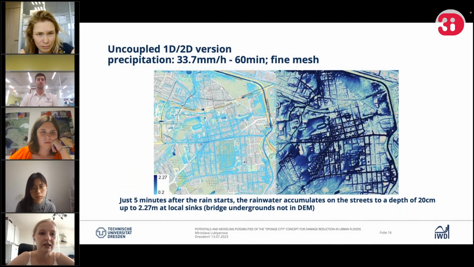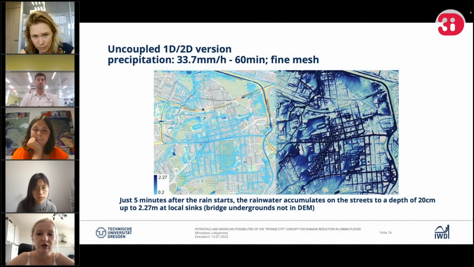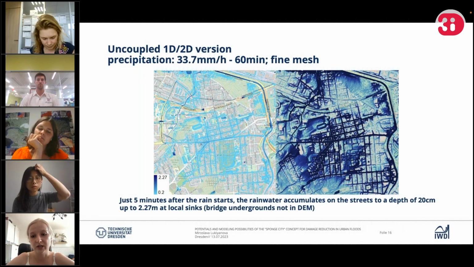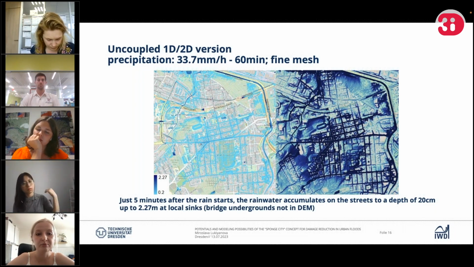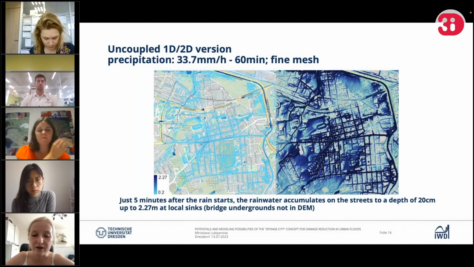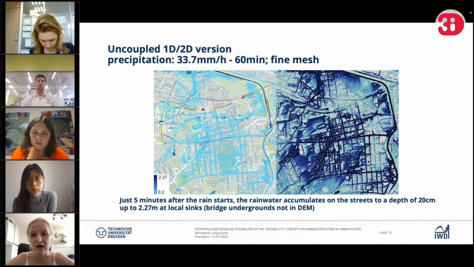Here we compare uncoupled 1D and 2D versions. It shows us that just after 5 minutes, there is a lot of stored water, which does not show reality accurately. It's impossible that after 5 minutes of simulation there would be stored up to 2 meters of water level. As well, you can see on the right-hand graph that the intensity turns out pretty big after just 5 minutes.